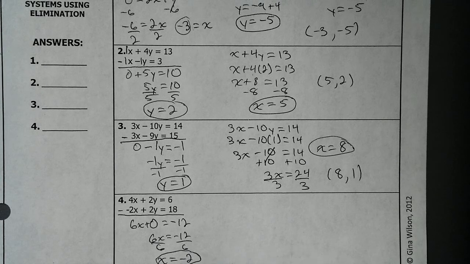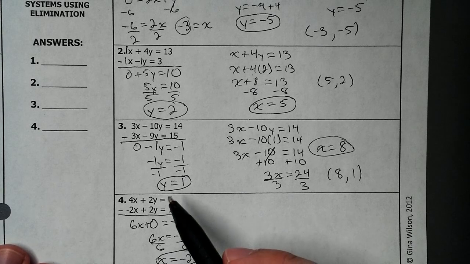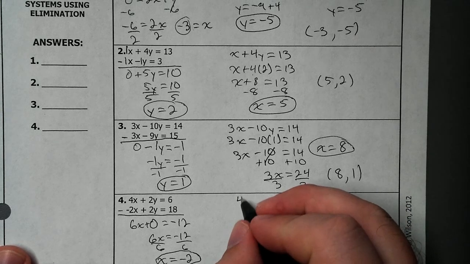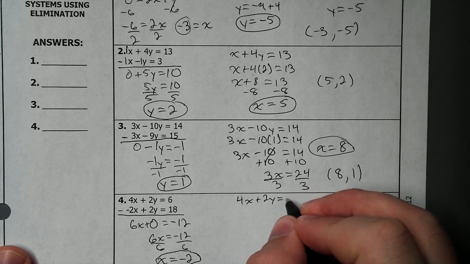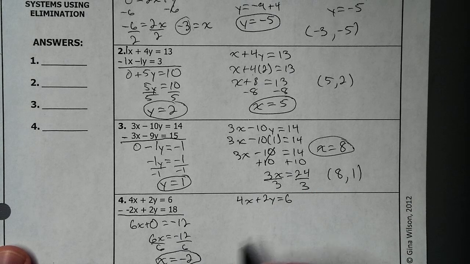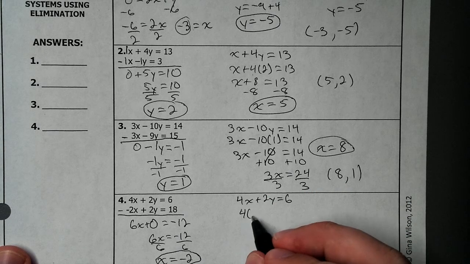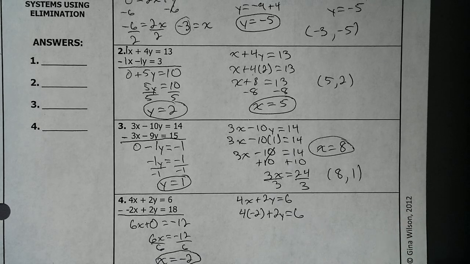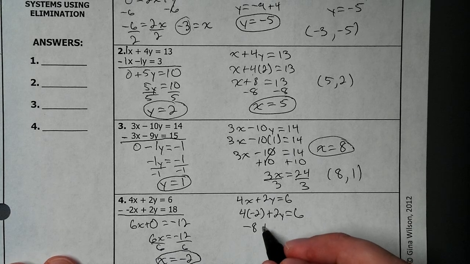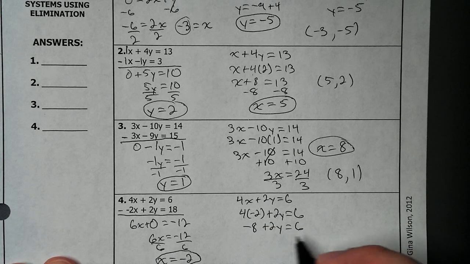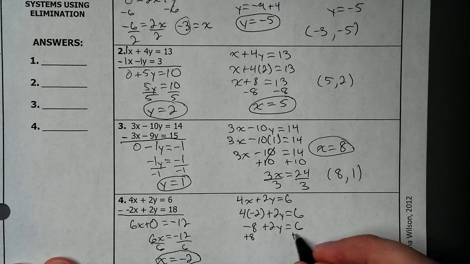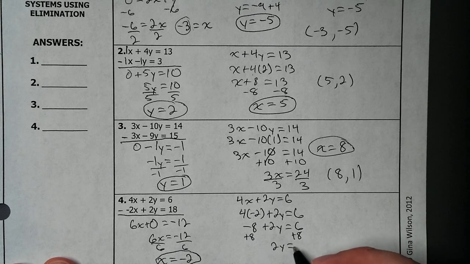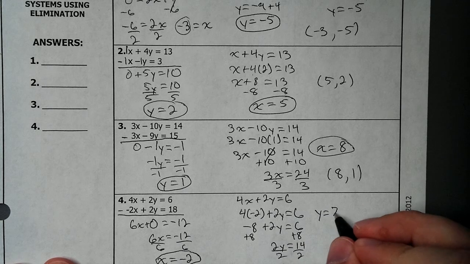Once I get this, what do I do with it? Good. Let's go plug it in. Now, I'm just going to go ahead and use the top one. So 4x plus 2y equals 6 is what we started with. Now we're plugging in negative 2 for that x. So 4 parentheses negative 2 plus 2y equals 6. 4 times negative 2 is negative 8. Move your 8 to the other side, so we're going to add 8. I get 2y equals 14. Last step, divide by 2, and I get my y is equal to 7.